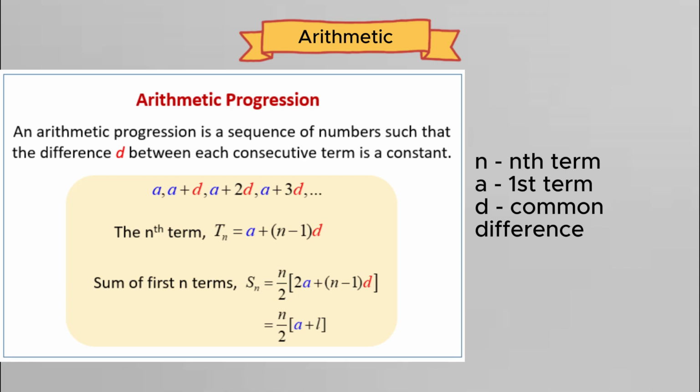Let's look at arithmetic progression. An arithmetic progression is a sequence of numbers such that the difference between each consecutive term is constant. You can see on the right what the n, a, and d symbols are. So basically, the nth term is very simple, and you can prove this by using the sequence itself.